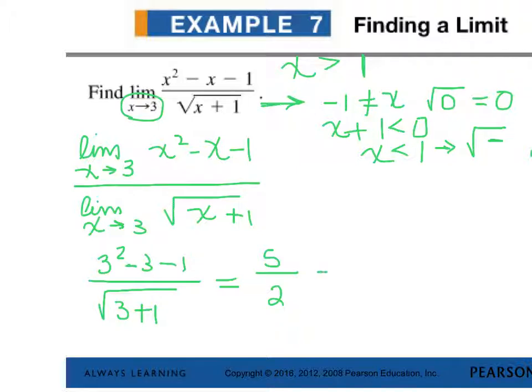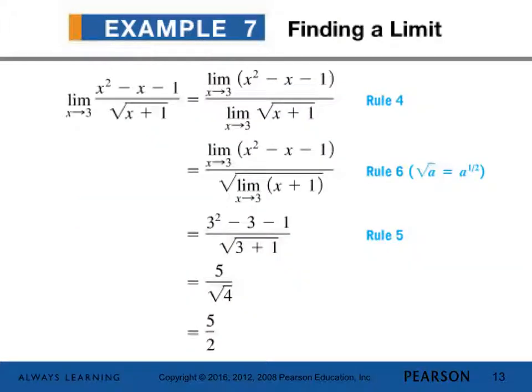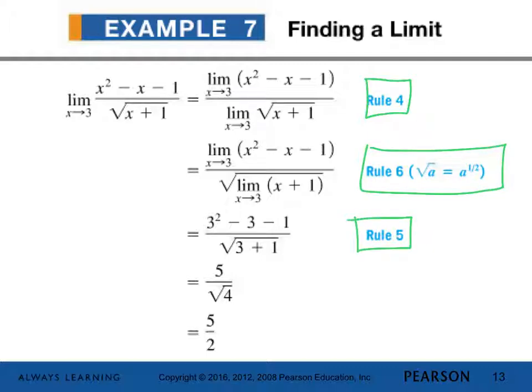So the limit as x approaches 3 of the original function is 5 over 2. Now this spells out the rules that we were able to use, but it's exactly the same process that we just went through.